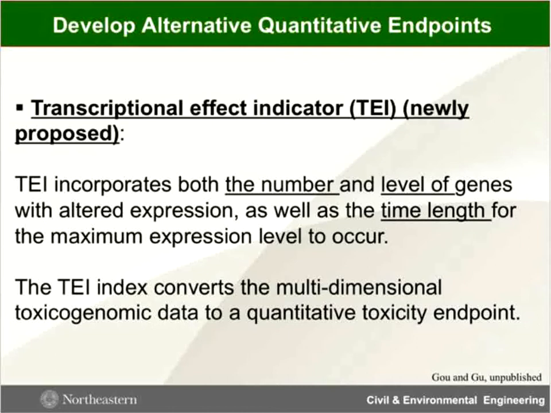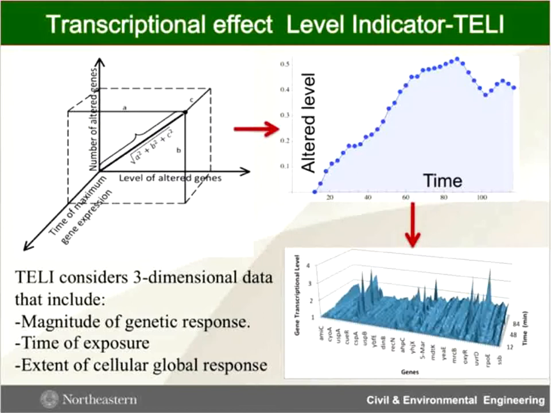So we propose a new toxicogenomic endpoint, the so-called transcriptional effect level indicator, TELI. I missed one letter, so TE, transcriptional effect level indicator. Hopefully this newly proposed endpoint or indicator incorporates both the number and the level of genes with altered expression, as well as the time length involved in the expression pattern. And hopefully this can help us convert the multidimensional toxicogenomic data into a quantitative toxicity endpoint people can apply.